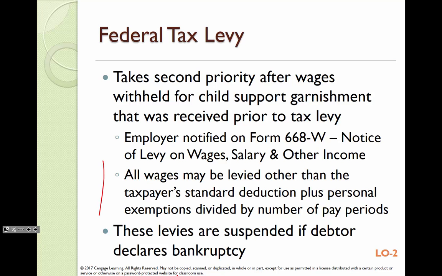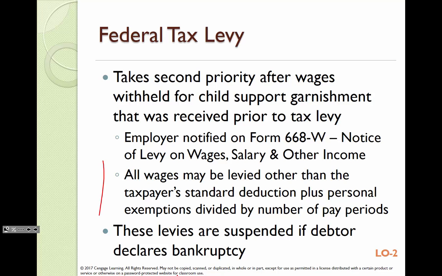Basically, what this says is if you have a federal tax levy, and again, this gets a little bit into tax theory, so I'm not going to go too much into it, but they can take everything other than the total of your standard deduction and your personal exemptions.